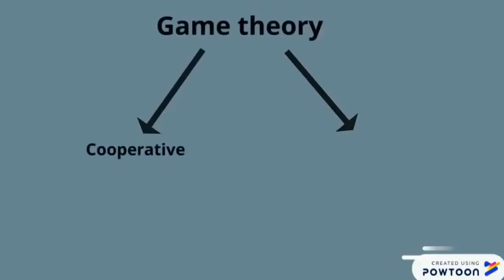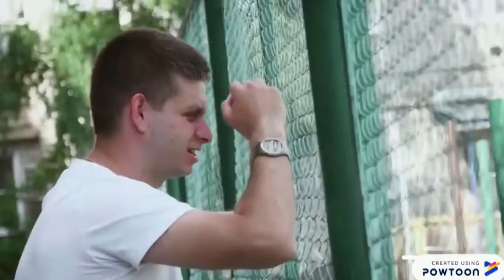It has two major branches, cooperative and non-cooperative, also known as competitive game theory, which will be our topic of discussion due to the vastness of each of them. This type of game theory covers competitive social interactions, where there will be some winners and some losers, and an example of this is the prisoner's dilemma, probably the most famous example.